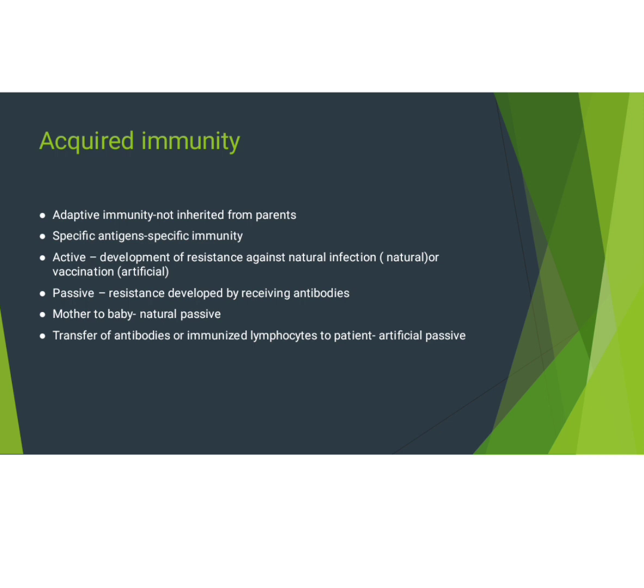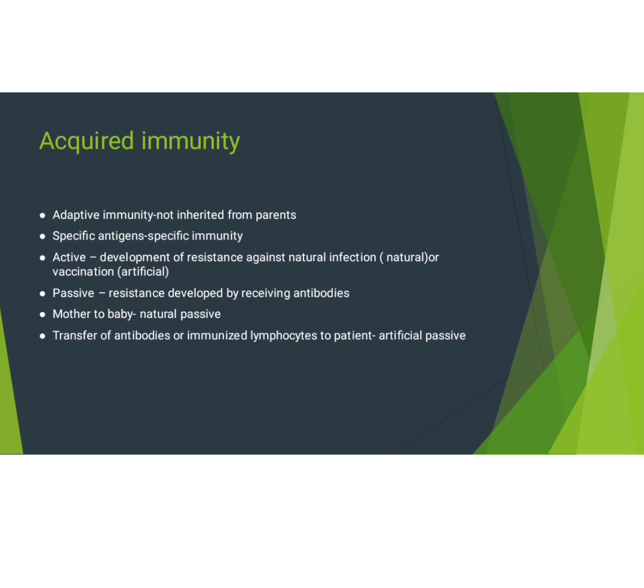So again, you have two types: active, which is against a natural infection. When there is development of resistance, it is called natural, or when you are giving a vaccination, it is called artificial. Passive is when we are receiving the antibodies and then it responds. Mother to baby is a natural passive. Or when we transfer the antibodies to patients, then it is called artificial passive.